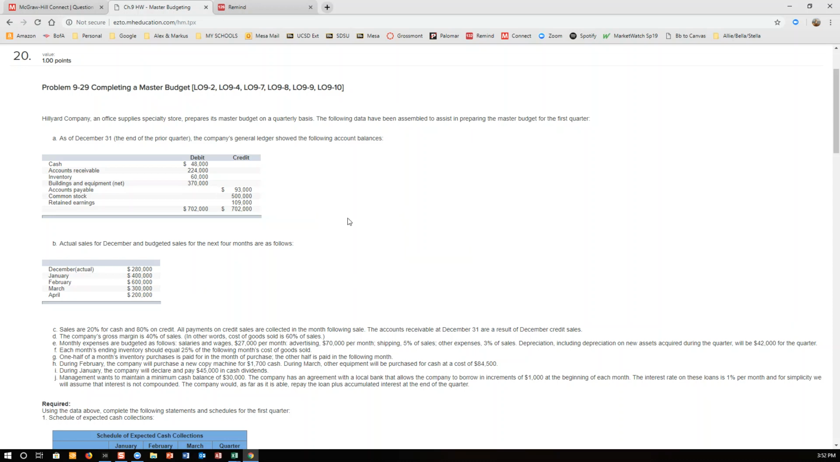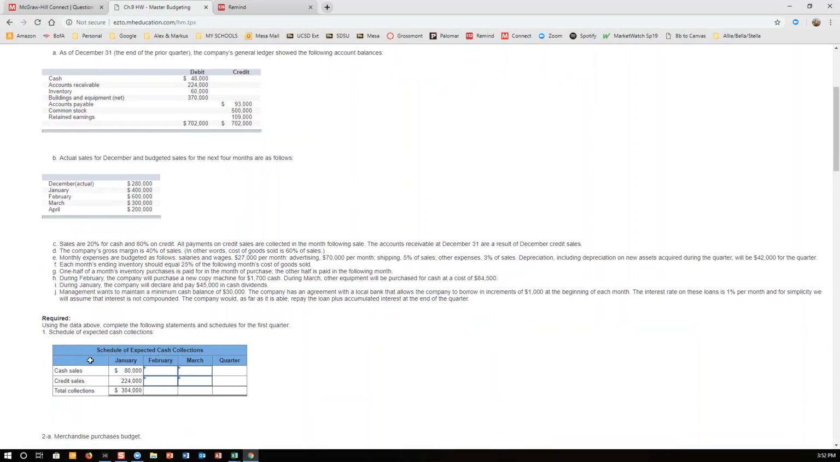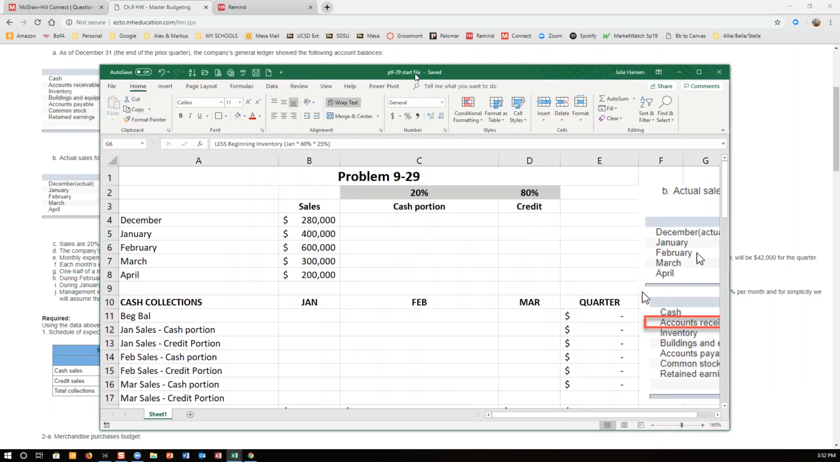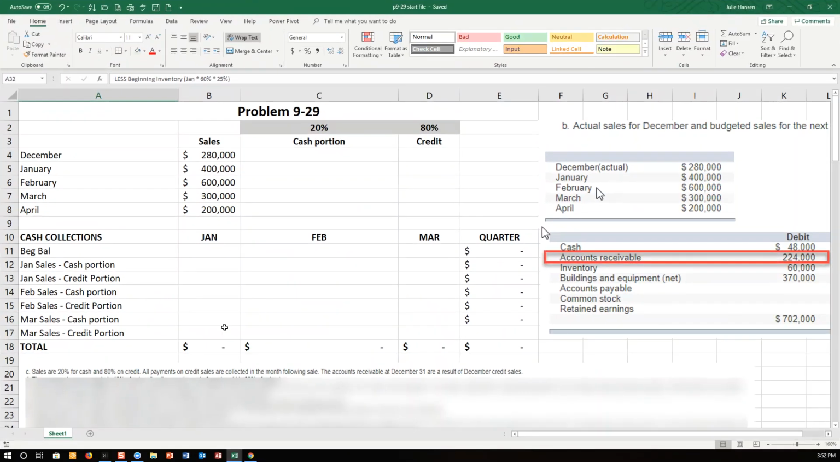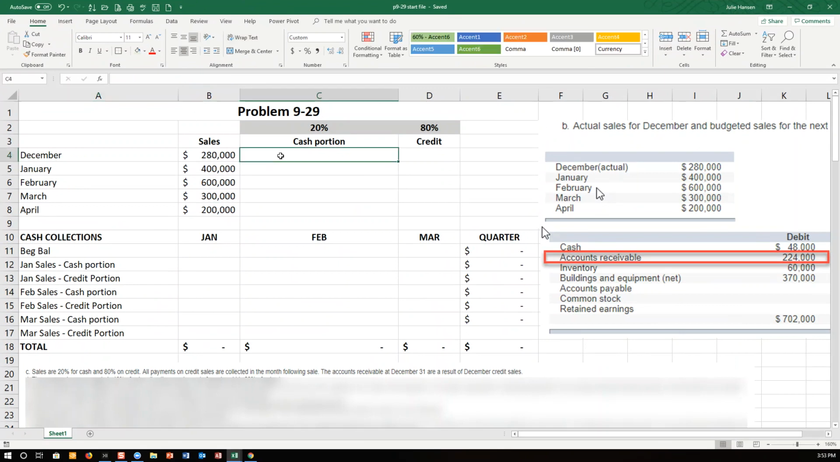Okay, so this is just the information that's given, and then we need to first come up with a schedule of expected cash collections. As you may or may not know, I have created a spreadsheet just for you on problem 9-29. Why? A, because I love spreadsheets, and B, because I think it will help you. So I'm going to continue to work in the spreadsheet, but once you get all the information, you'll be able to easily transfer it over to Connect. All right, so here we go.